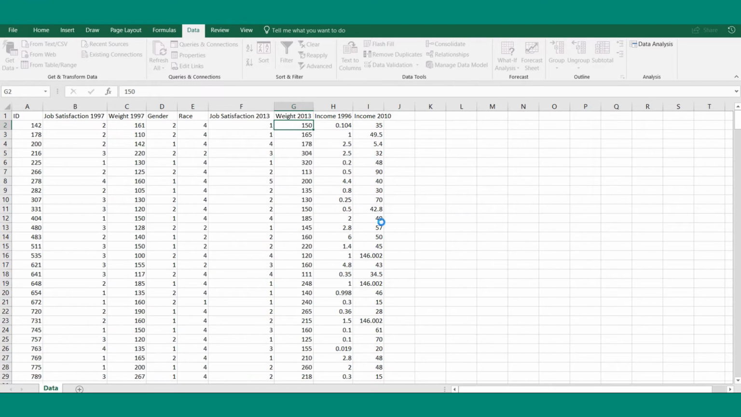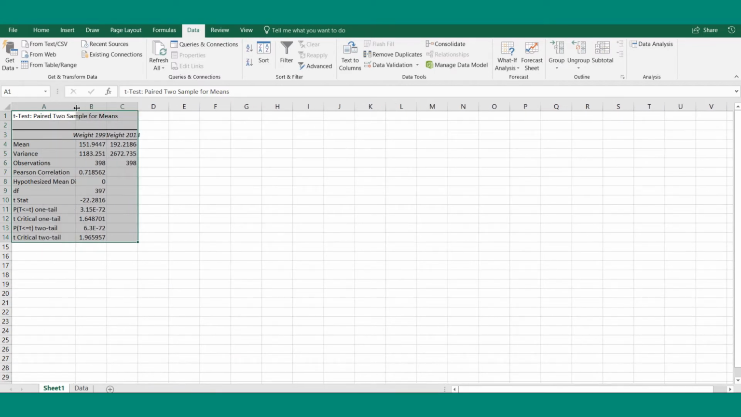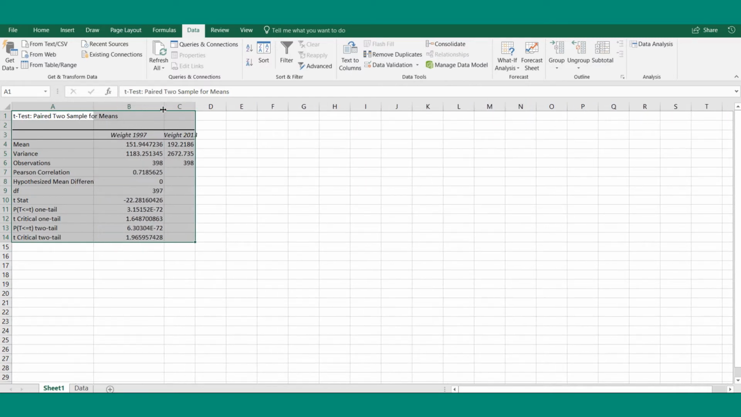And then just wait a second and you'll have the results, and you don't have to do all the math. It's in Excel, great. Most of the time, anyway. Okay, then I'm just going to expand the columns a little bit so we can read it better.